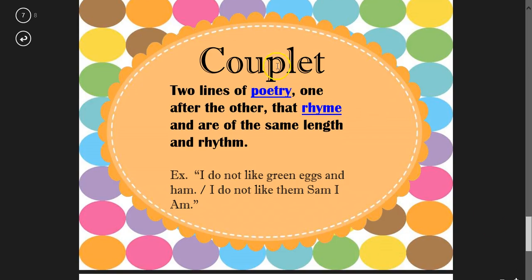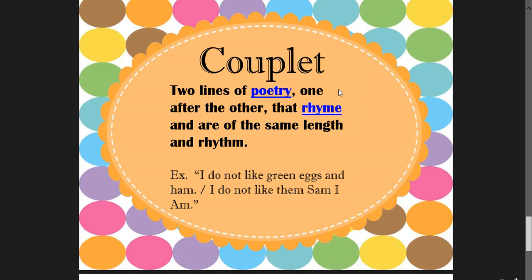The last one we're going to talk about today is a couplet, which we've also talked about in class. A couplet is 2 lines of poetry, one after the other, so they're right next to each other. So you've got line 1, line 2, that rhyme and are of the same length and rhythm. On our test, the first 2 lines of that poem about the seasons, and most of these stanzas in that poem were couplets. You had the rhyme scheme.